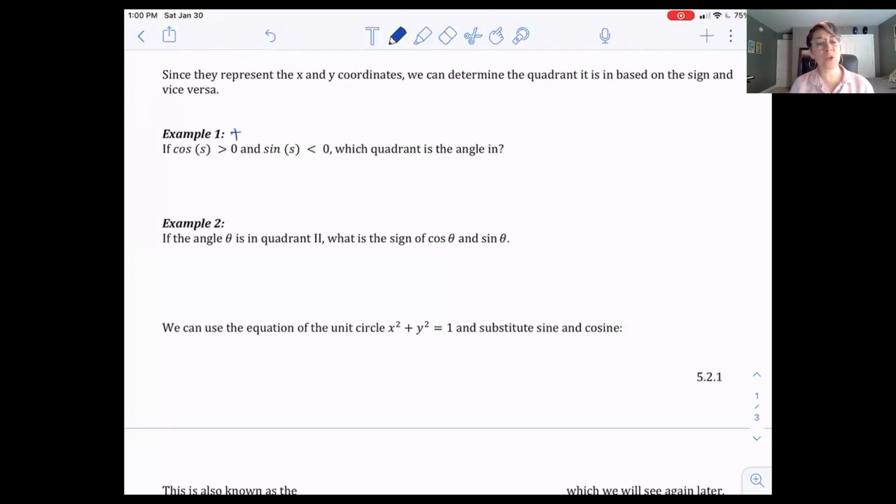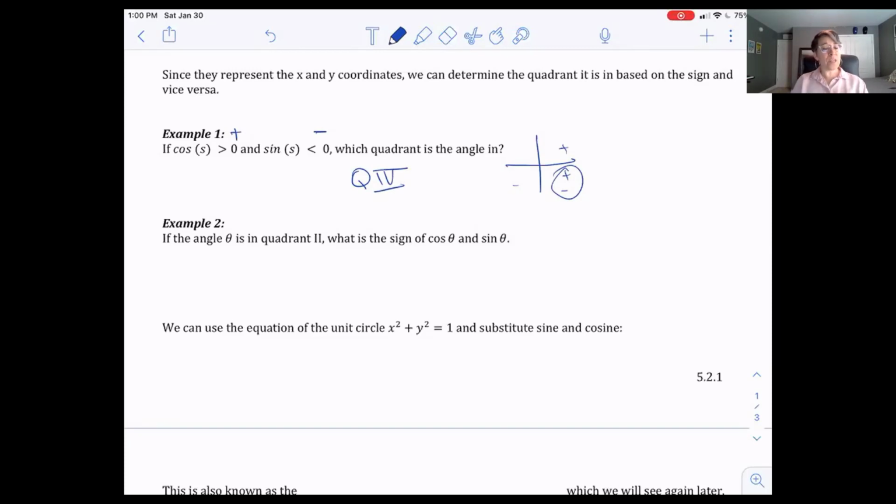So in example 1, it says if the cosine value is positive, greater than 0, and the sine value is negative, less than 0, which quadrant is the angle in? So again, remember cosine is the x value. X's are positive here and here, but the y value is negative. Y's are negative here and here. So we are in quadrant 4.